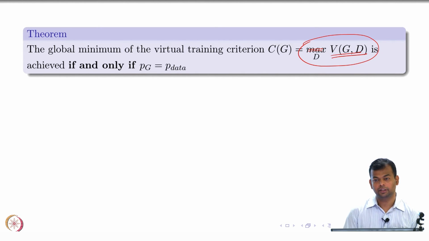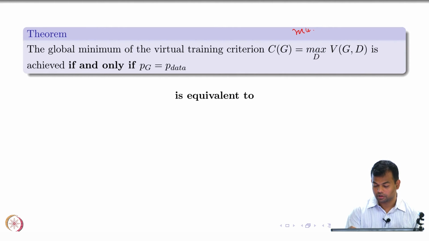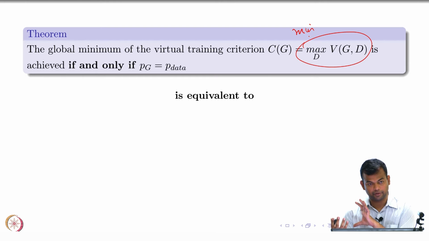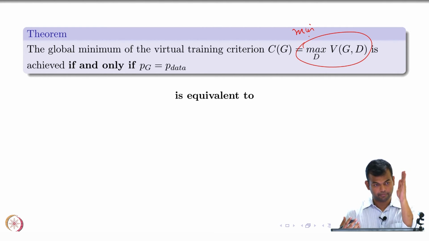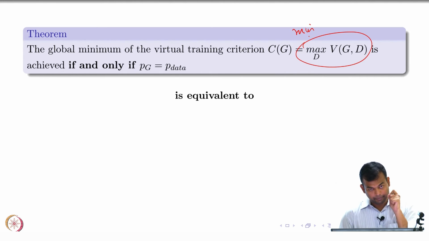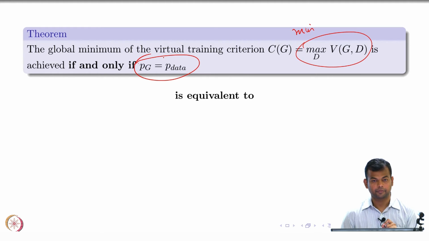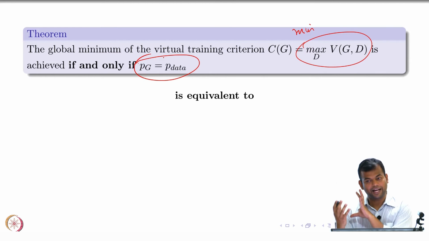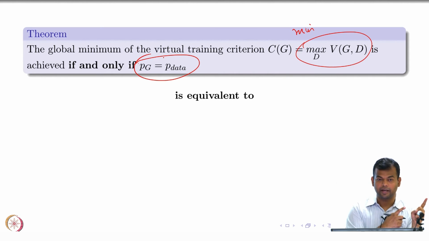Remember that the goal of the generator is to minimize the maximum of this value, right? First you have the discriminator, you compute some loss function with respect to that, and the goal of the generator is to minimize the maximum value of that. Is that fine? Because it's minimize of maximize. Everyone is okay? So now the theorem states that this minimum will be achieved if and only if P_G is equal to P_data, right? So what it means is that whatever objective function I have set up, if I'm able to achieve that objective function, then I can be sure that P_G is equal to P_data, which should have actually been my true objective function.